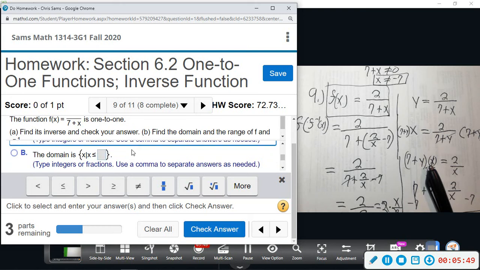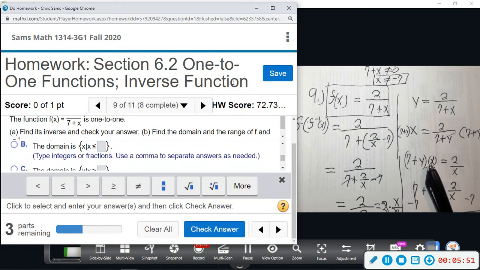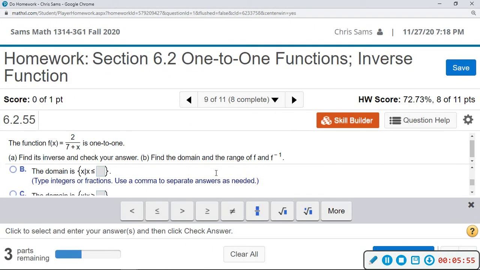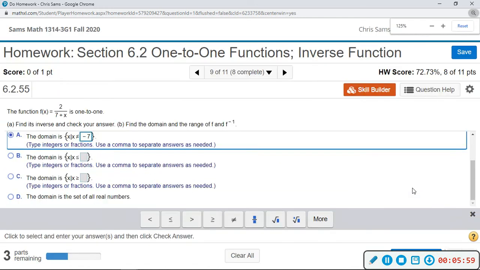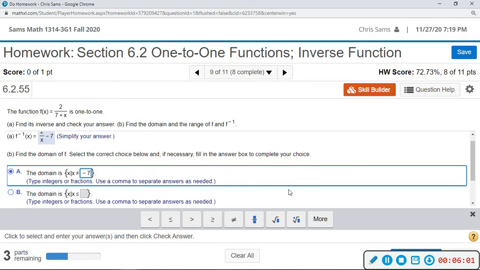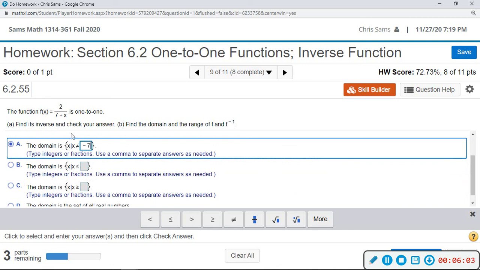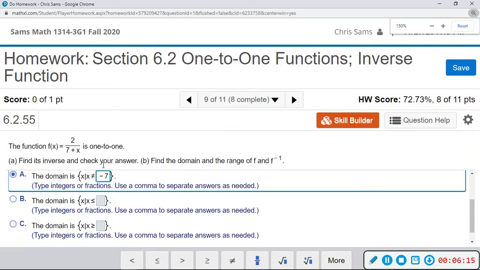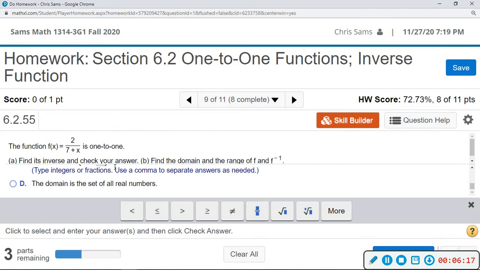Let me make sure that is the right response because there's several of them here. Why is it so teeny? Let me see. Alright, I can see a little bit more of this. That one says x cannot be 7, and the others say x is less than, x is greater than, and all real numbers. Okay, so we have the right one. X cannot be negative 7.